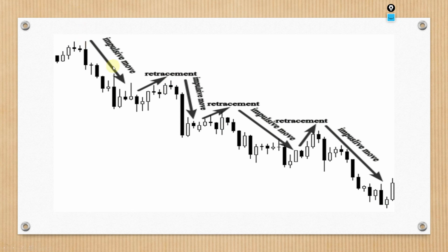So impulse is a movement in the direction of the trend. Then the retracement is a movement against the trend. Movement in the direction of the trend, movement against the direction of the trend.